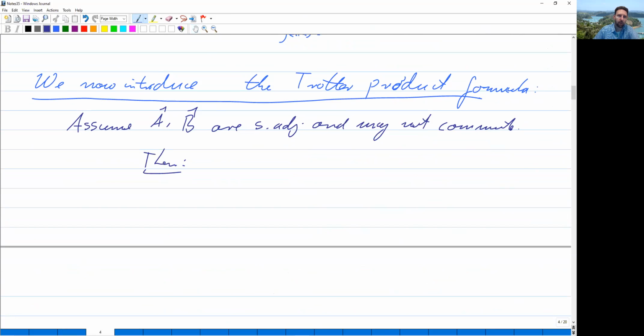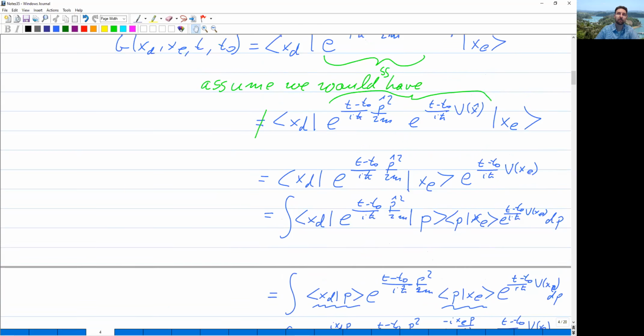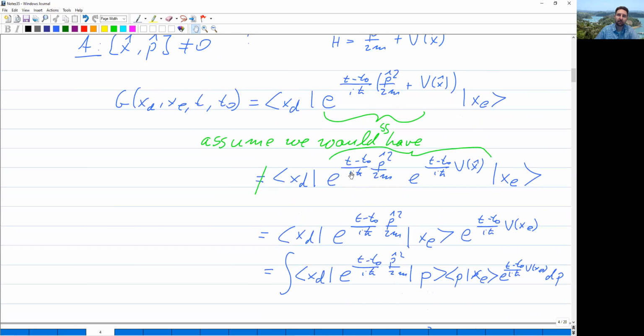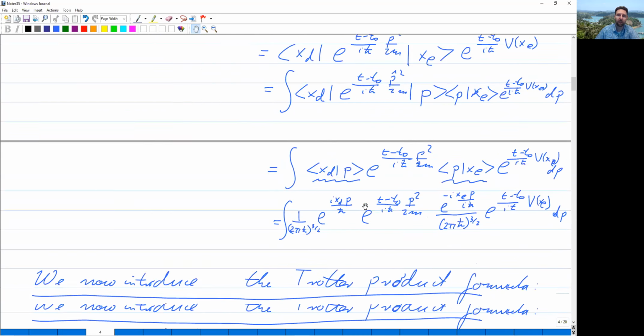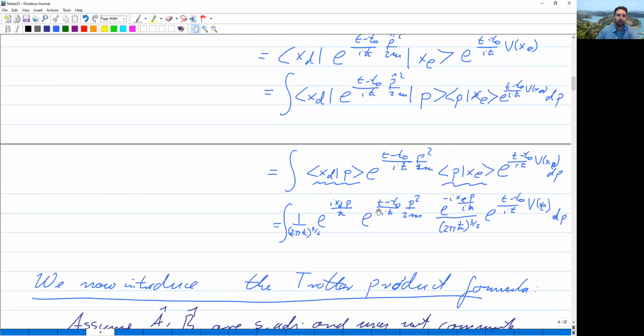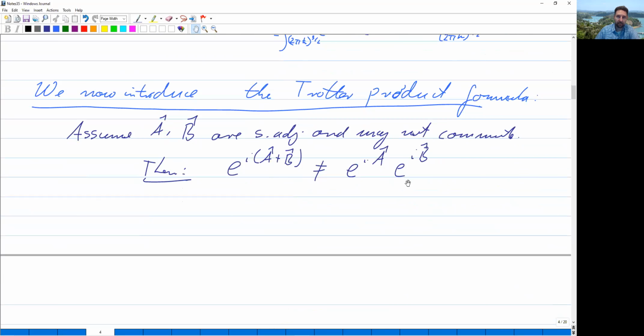Then we have clearly that e to the power i (A hat plus B hat) is not equal to e to the power i A hat, e to the power i B hat. If it were true, well, then we would be in business, right? Because then that would be the step from here to there, and the rest is easy, and we end up calculating the Green's function pretty easily by just doing completion of the squares and integrating something. All right, so that's not the case, but the Trotter product formula helps us do something about it.